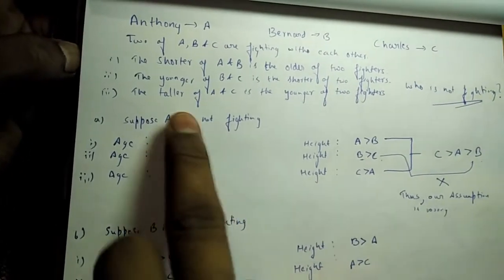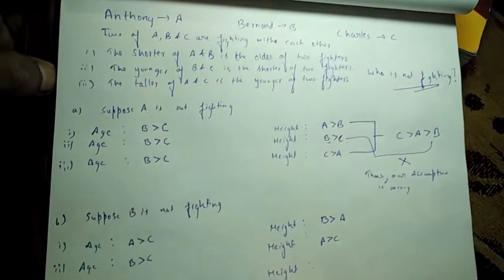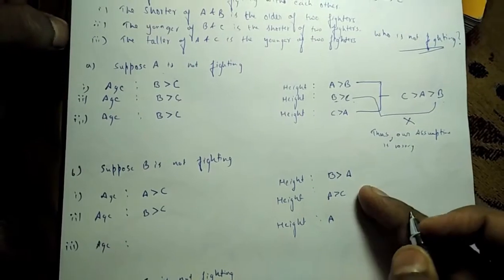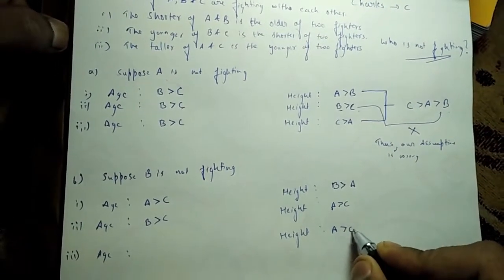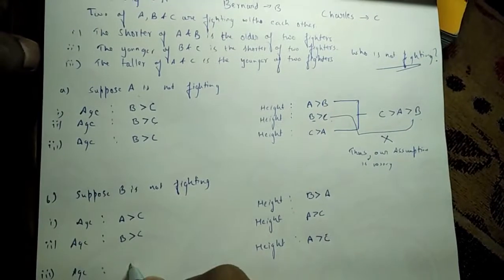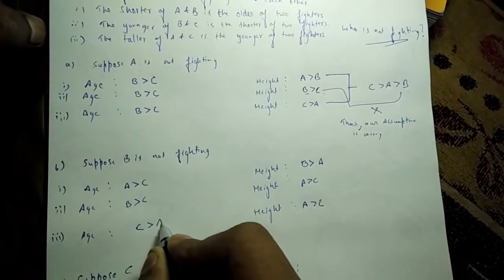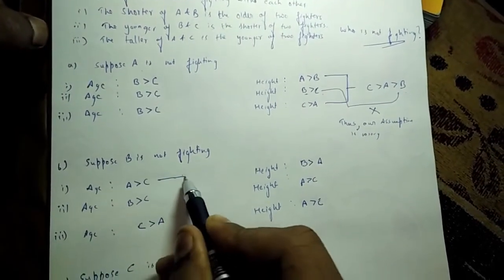Now we have the third equation, the taller of A and C. The taller of A and C is A, as we have seen in the second equation. And thus the taller one is the younger of the two fighters. That means the taller is A, that means C is older than A. But this contradicts our earlier equation.